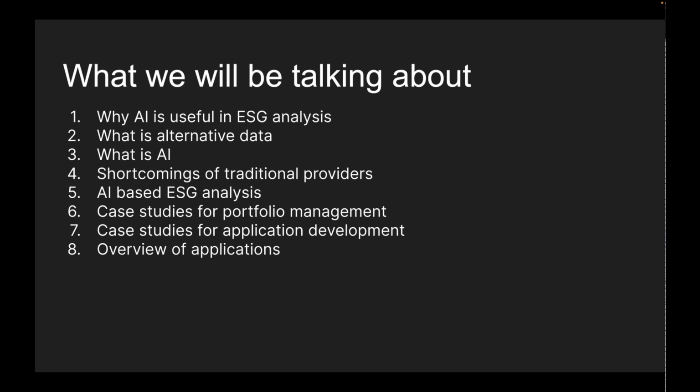Today's presentation is titled Applying AI to ESG Analysis. What we're going to cover today is why AI is useful in ESG analysis. But to get into the meat and bones of this topic, we need to understand a few things. We'll need to understand what alternative data is. What exactly do we mean when we talk about the term AI? Why we need it in the world of the current providers, where they fall short, and why this is even more important. Then we'll talk about actually applying AI to ESG and do a few case studies and show you how you can use that in your day-to-day practice.